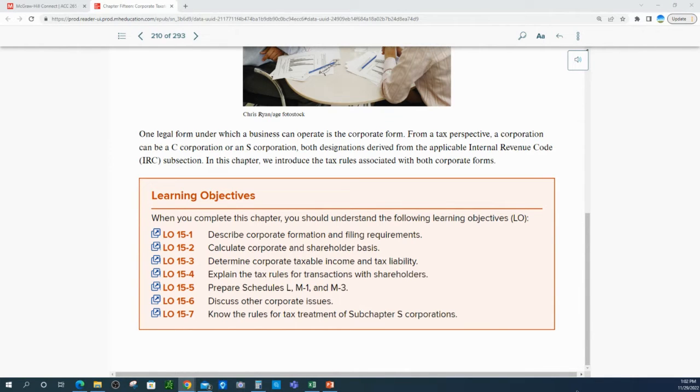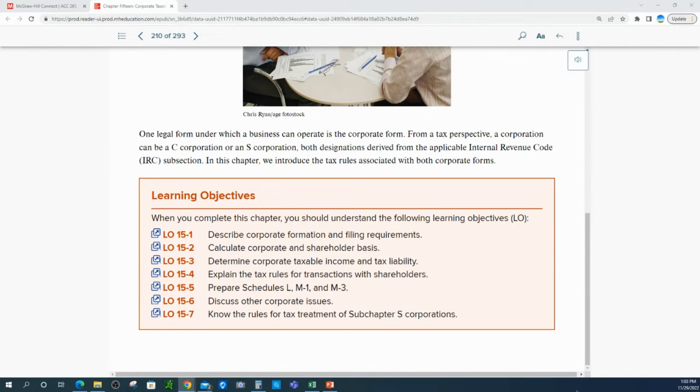We're going to take a peek at these schedules L, M1, and M3. I won't bother with defining them at this point. We'll take a look at them once we get there. These are schedules that, well, the M1 is used for partnerships as well. And Schedule L is just simply a balance sheet, but we'll take a look at what's involved with those schedules. You don't have to prepare one though, so you got that going for you.